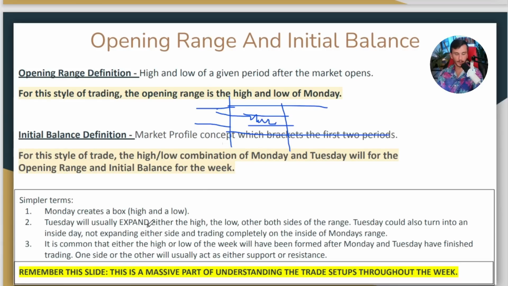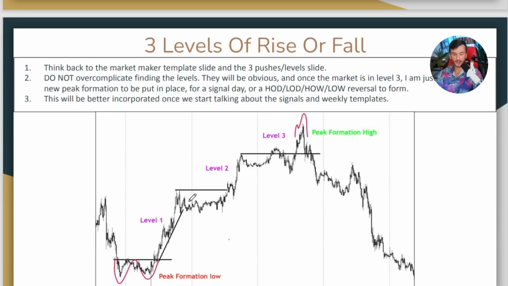All right, lots of words, really cool. How do I actually use this? I promise in the next few slides, we're almost there. We're almost there. All right, so peak formations, 3 levels of rise and fall, maybe 3 days of breakouts. Peak formation low and a level 1 rise. That puts in a high of day, high of previous day.